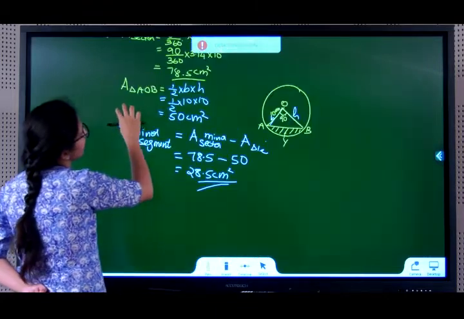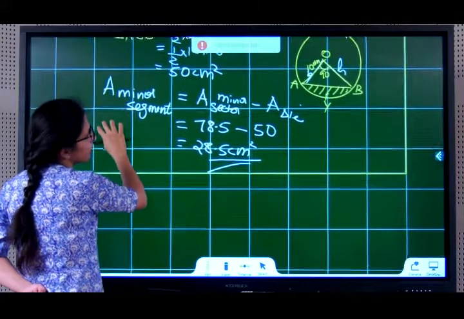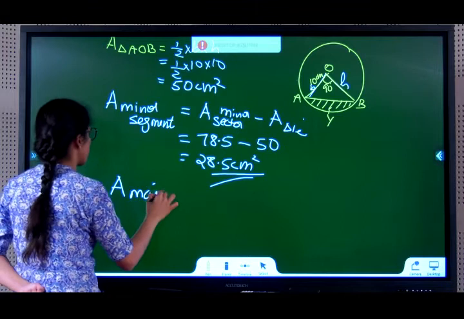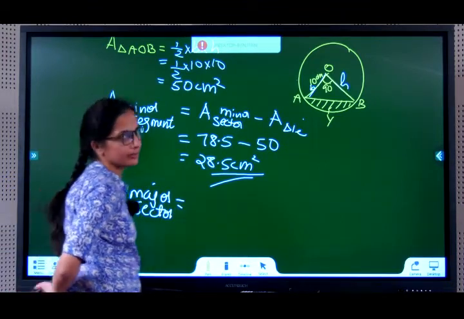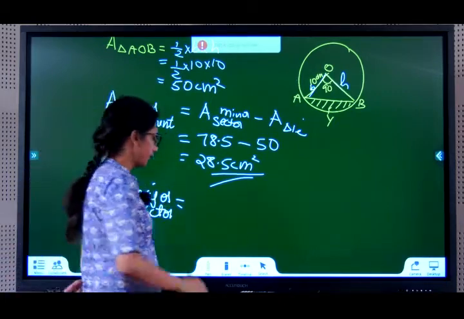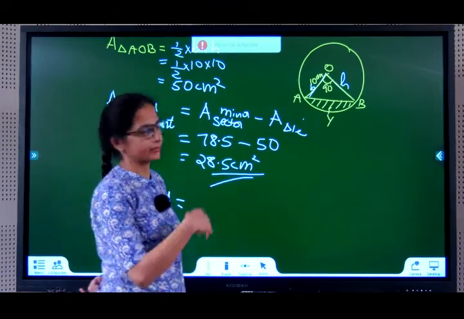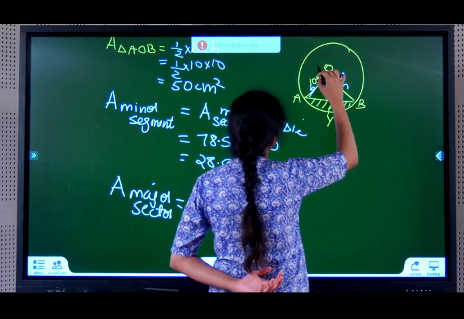The next thing that's asked in the question is the area of the major sector. You can go for full circle minus minor sector, or you can go for the other angle method. I'll go for the other angle method here because we have already seen area of full circle minus sector. So to help you get familiarized with it, I will go for the other angle.